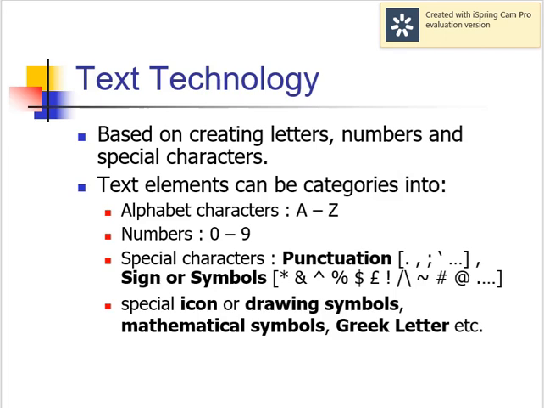Text elements can be categorized into 4 parts. First is the alphabet character, A to Z. Second is number, 0 to 9. Third is special character, for example, the sign and symbol of hash, star. And lastly, special icon or drawing symbol or mathematical symbol or Greek letter, other than special character.